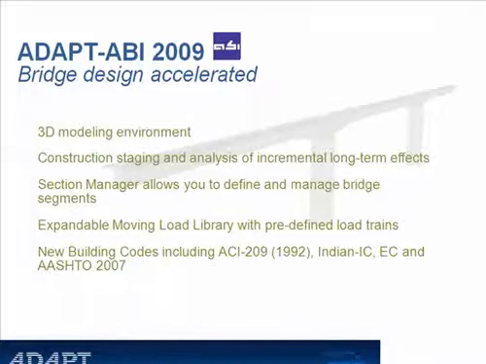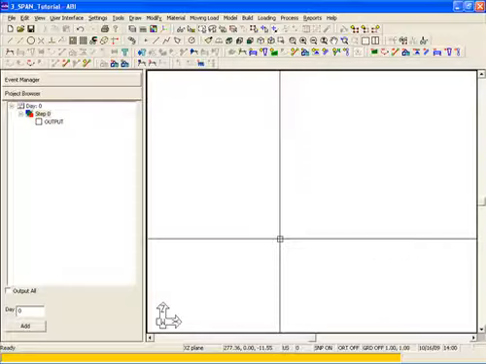These include a 3D modeling environment with construction staging and the analysis of incremental long-term effects. A section manager allows you to define and manage user-defined and predefined bridge segments. The expandable moving load library comes with predefined load trains and user-defined load trains. New building codes such as ACI 209, the Indian Code, Eurocode, and AASHTO 2007 are included in the program.